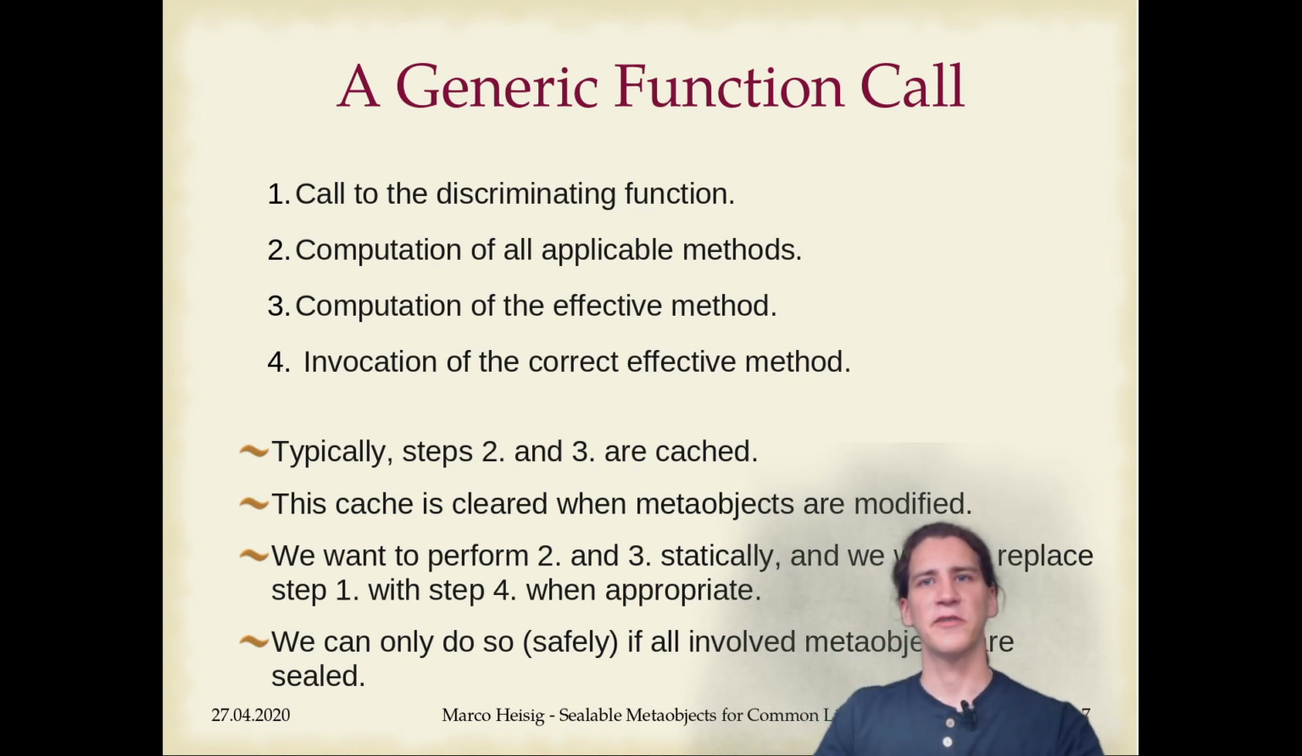These applicable methods are then sorted in order of precedence or in some other way, and then a method combination is applied to them to determine an effective method. And this effective method is then finally invoked with those arguments. And the only reason why this is not prohibitively slow is that the steps 2 and 3 are typically cached. And this cache is cleared whenever a meta object that is involved in this protocol is modified. That can be the specializers of a method, the method, or the generic function itself.